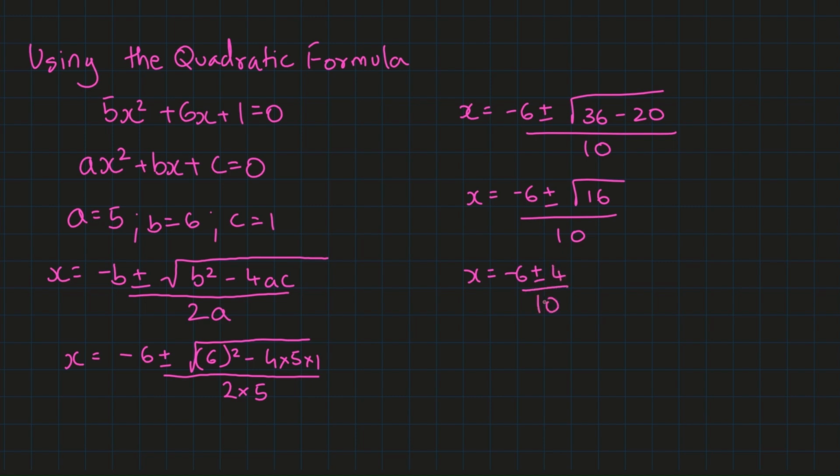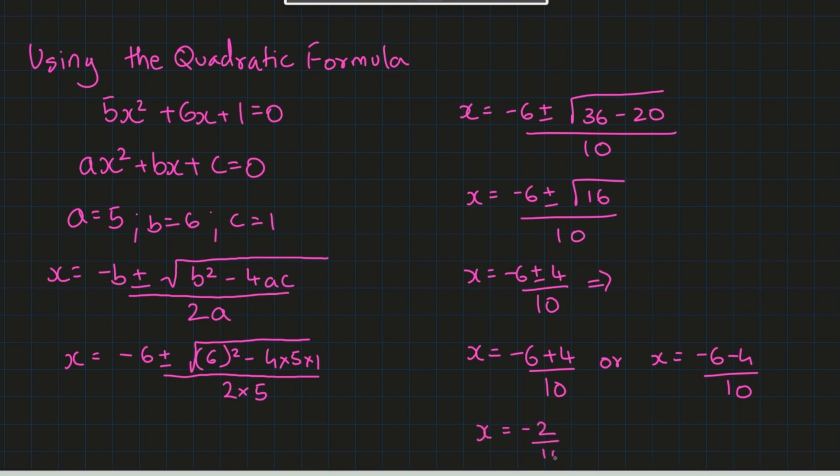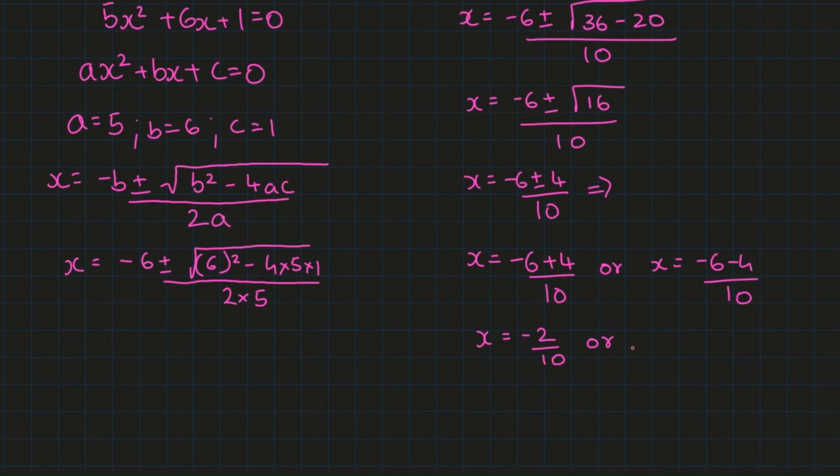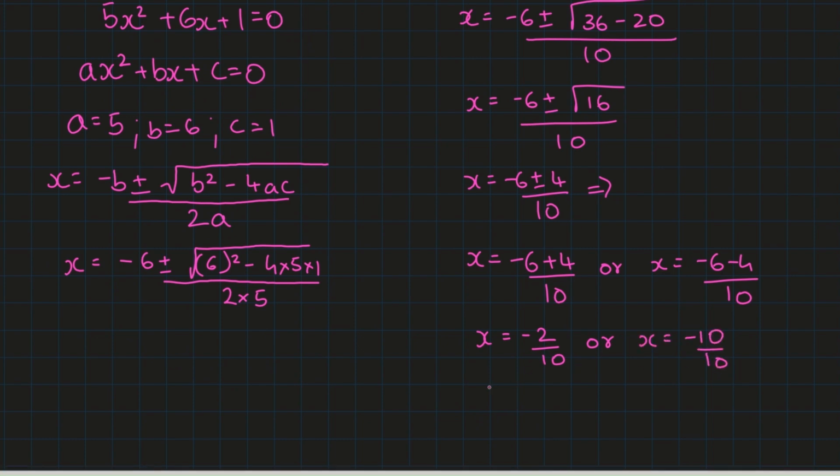We get minus 6 and we take the square root of 16, that is 4. We first write it with plus and the other solution with minus, that is minus 6 minus 4 upon 10. We get minus 2 upon 10, or x is equal to minus 10 upon 10. So we get two roots, that is x is equal to minus 0.2 and x is equal to minus 1.